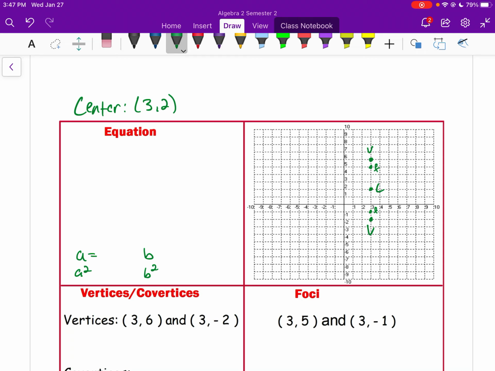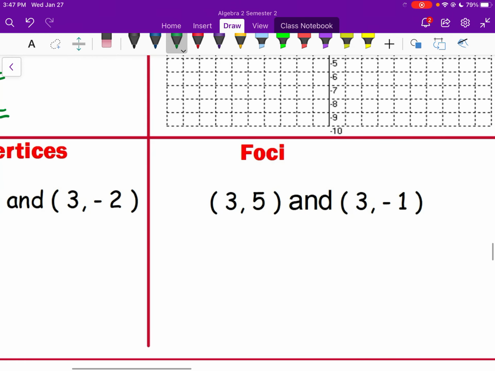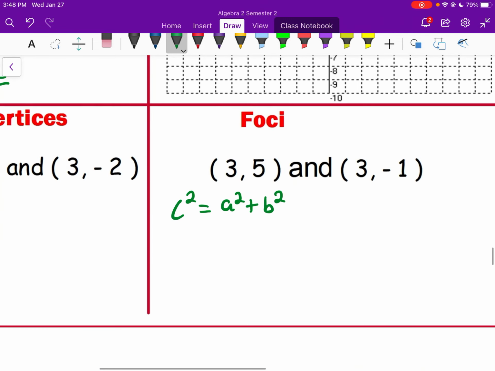Okay, a is that distance from the center to the vertices again, which we said was 4, meaning a squared would be 16. b, okay, that's the tricky part, because remember, b is that distance from the center to the co-vertices. So what we're going to have to do is use c squared is equal to a squared plus b squared, because I'm given that c, because remember, the c value is the distance from the center to your foci. So in this case, 1, 2, we got a distance of 3.